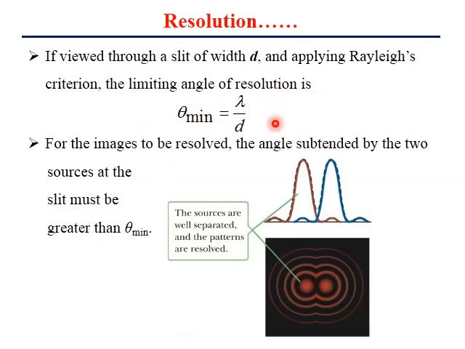Fine. So for the images to be resolved, if you see this, the sources are well separated and the patterns are resolved. You see, these two sources are well separated and their patterns are different for both, so we say that they are resolved. So these are my well resolved images.